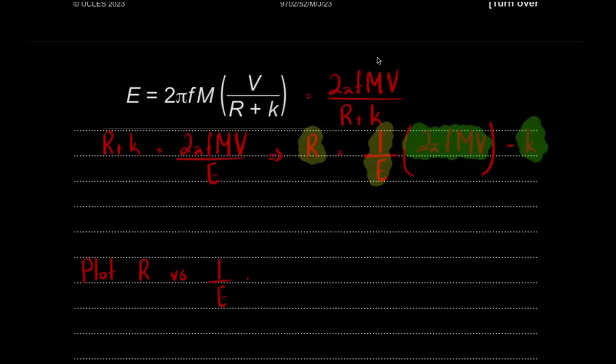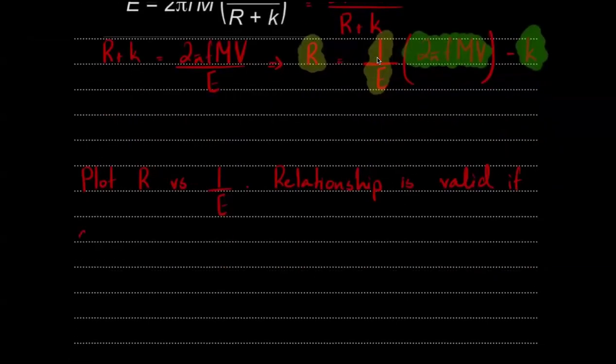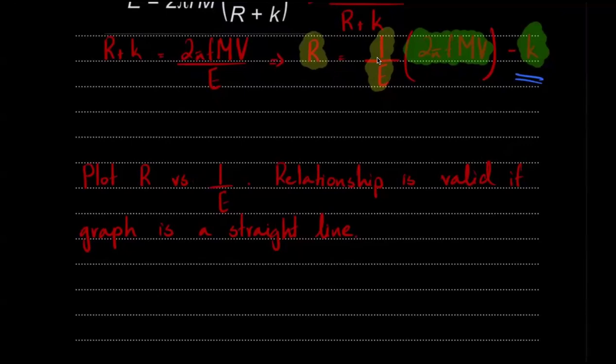So this relationship is valid if the graph is a straight line. Here, would it pass through the origin? The answer to that question is no, it would not, because you do have a y-intercept here, which is really this value, right? Other times when you do not have a y-intercept, you do need to say that it passes through the origin. So here you would not say this because it does have a y-intercept.